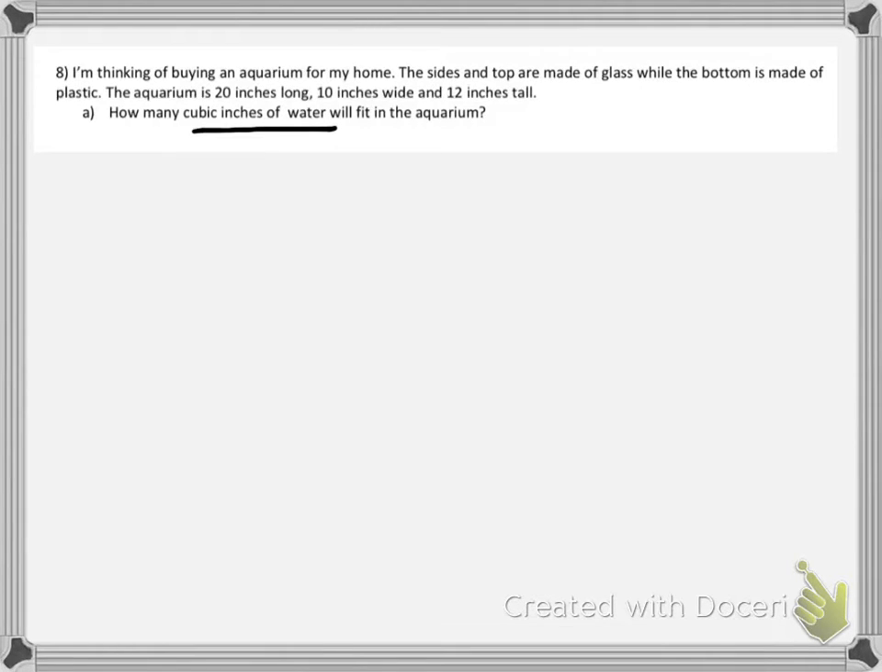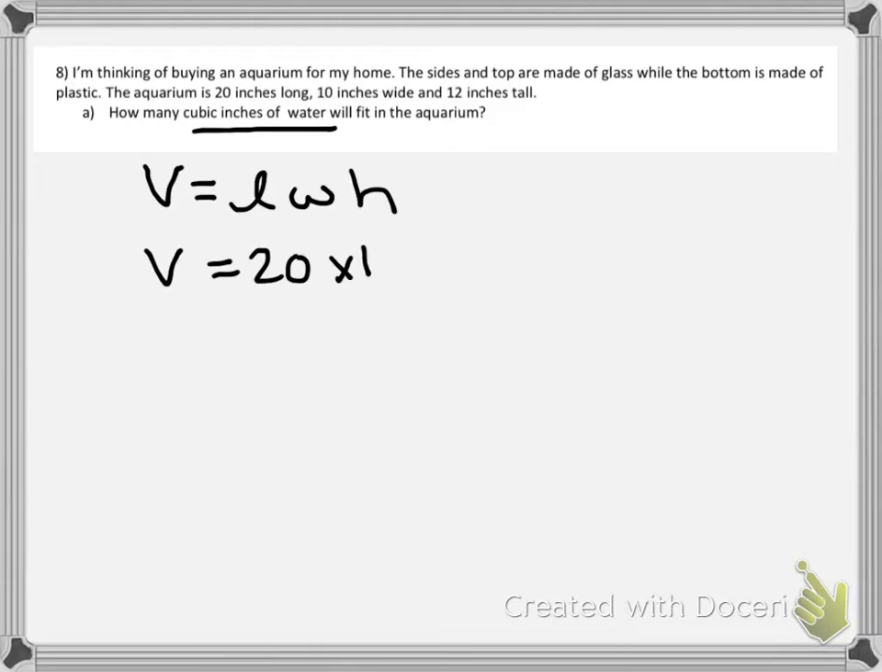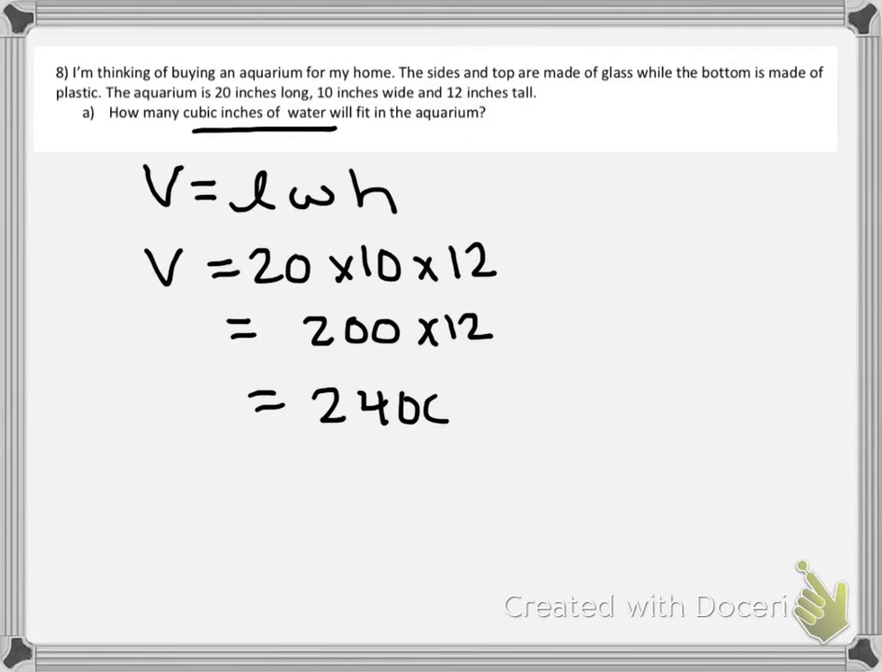So if we're asking for how much space is filled up with water, that's the volume, cubic inches. So we're going to use the formula volume equals length times width times height. And we're going to substitute a length of 20, a width of 10, and a height of 12. And just multiply through, so that's 200 times 12, which is 2,400 inches cubed, or cubic inches of water.